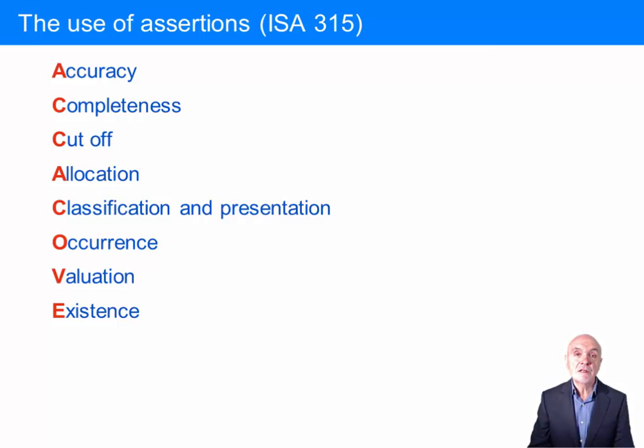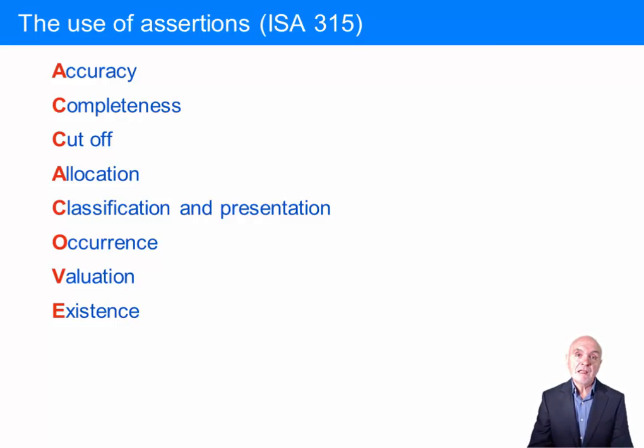Allocation is important in inventory to make sure that we feed into manufactured inventory the right amount of labour and fixed factory overhead. Classification and presentation: are we describing the inventory correctly? Have we got the split between raw material, finished goods and work in progress done properly? Are we making the presentations that might be required either by statute or by accounting standard? Occurrence is more to do with items in the statement of profit or loss, but valuation is a very key one in inventory.